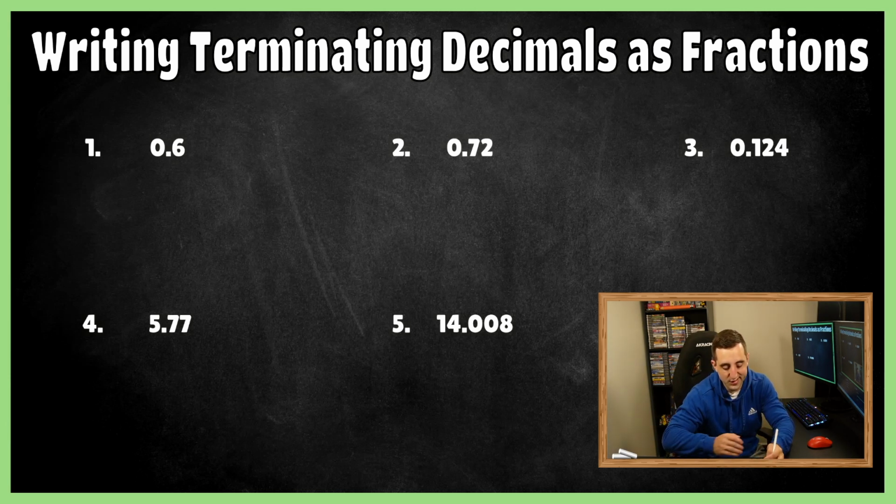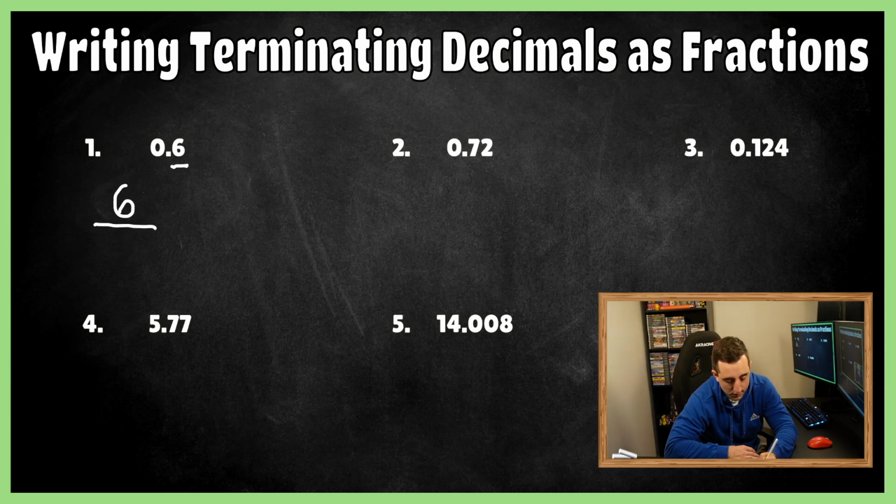The first one that we have is 0.6 or 6/10. The easiest way to be successful at this is learning your place values. If there's one number behind the decimal point, and in this case there is, this is known as the tenths place, or the first number after the decimal point. So when we write this as a fraction, we take whatever number we see behind the decimal point, in this case 6, and that's going to be our numerator. Since it ends in the tenths place, that will be our denominator. So in this case, we have 6/10 as our answer.